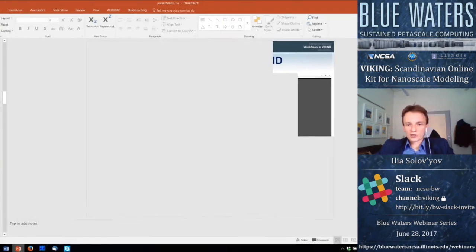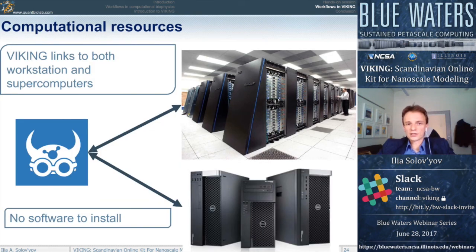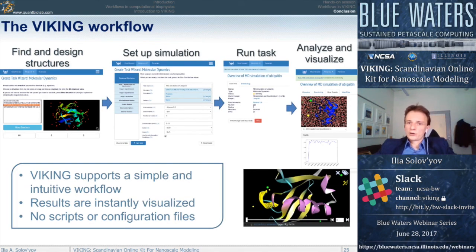All right, so I think that I am getting close to the last part of my presentation. I don't really need to talk much more about this part because I already mentioned several times that Viking uses external computational resources like supercomputers. This is also a very important component, that you can have this very easy link between your Viking account and some supercomputer accounts that enables you to run simulations.